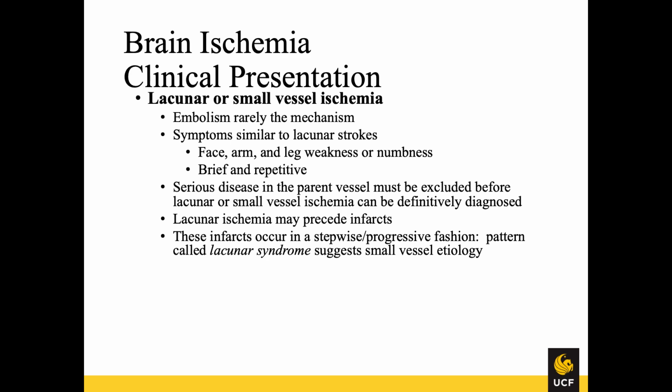I have seen this presentation a handful of times on CT, where the patient has an acute event, and you get a CT scan, and the CT scan shows chronic lacunar changes or chronic lacunar ischemia, those types of findings where it's in the smaller vessels of the brain, and you're more likely to get this face, arm, and leg weakness or numbness type of symptomology.